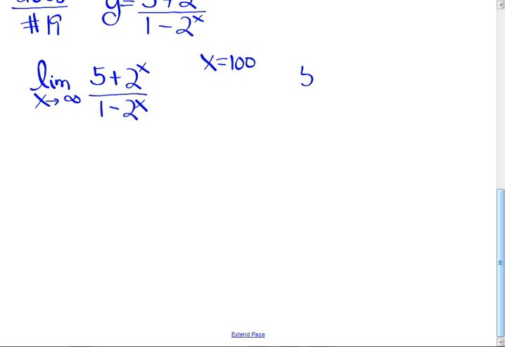Then it's going to be 5 plus 2 to the 100 power over 1 minus 2 to the 100 power. Now, if this is my money in my bank account, I don't really care about the $5. If I have 2 to the 100th power, that $5 is meaningless to me.